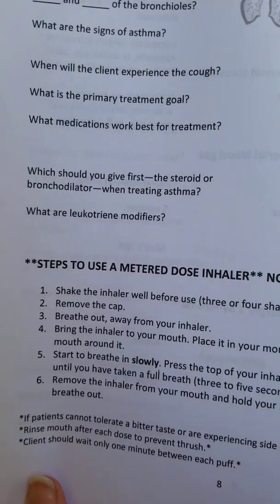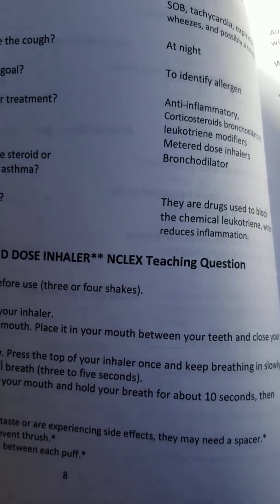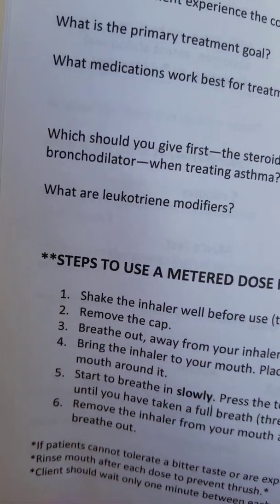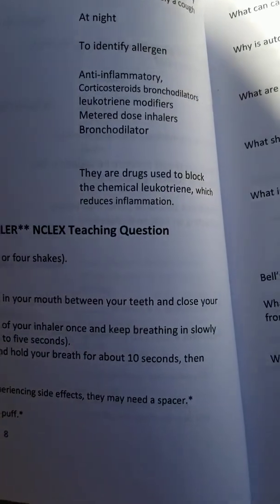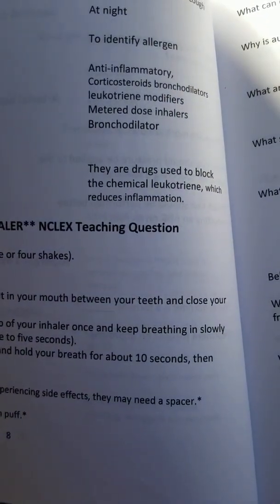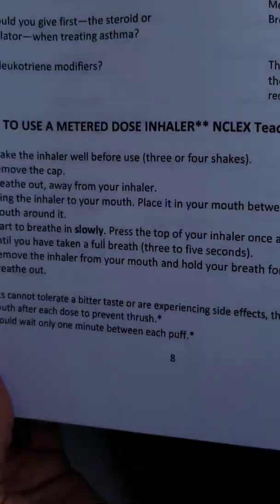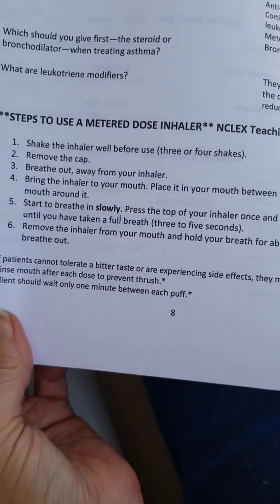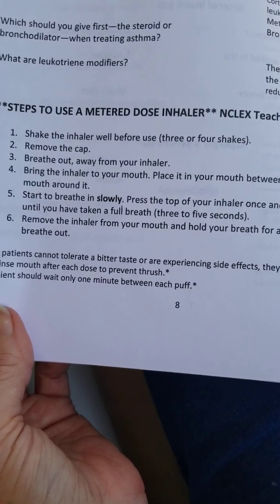First, you would always do the bronchodilator, then the steroid to open up the lungs with the asthma inhalers. Leukotriene modifiers are drugs used to block the chemical leukotriene, which reduces inflammation. Steps to use metered dose inhaler: shake the inhaler well before use, 3 or 4 shakes.